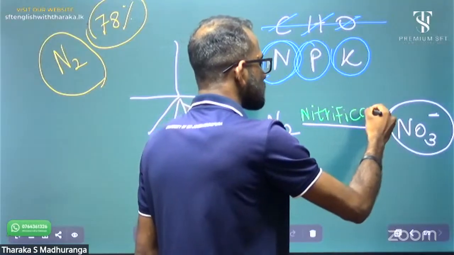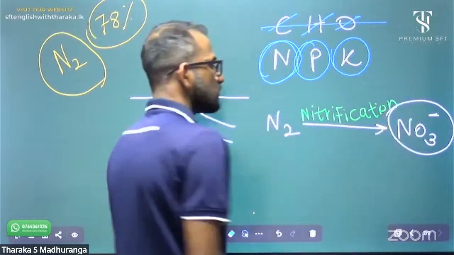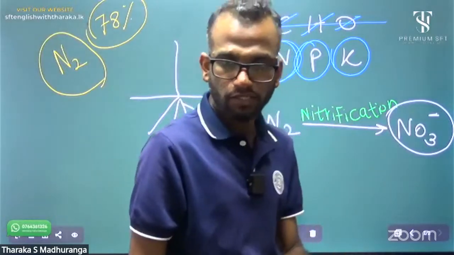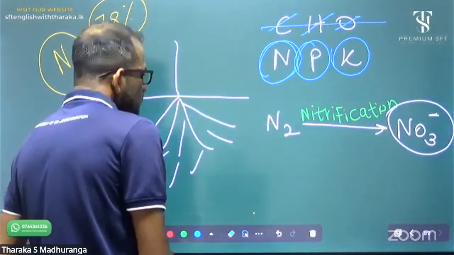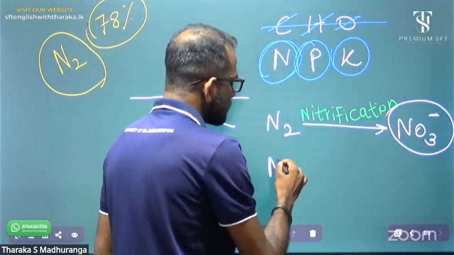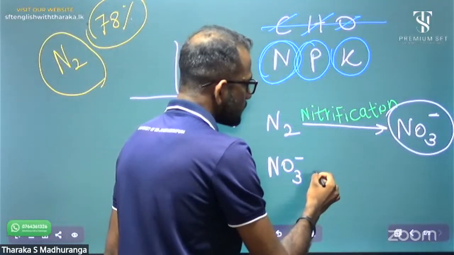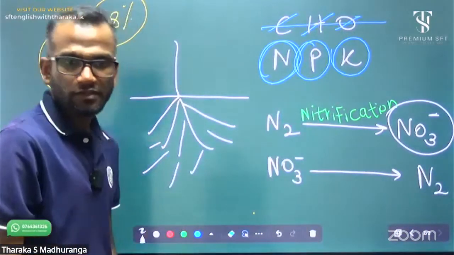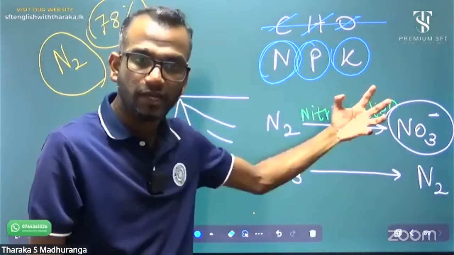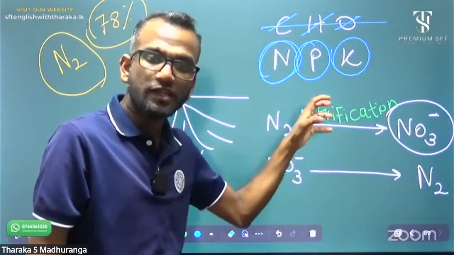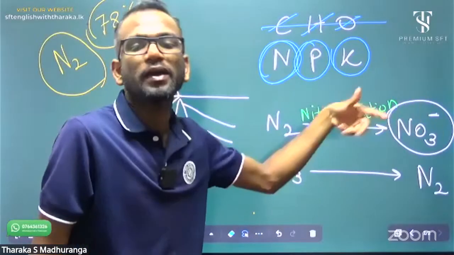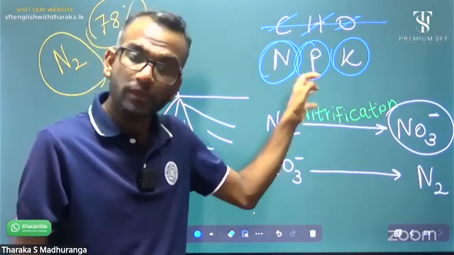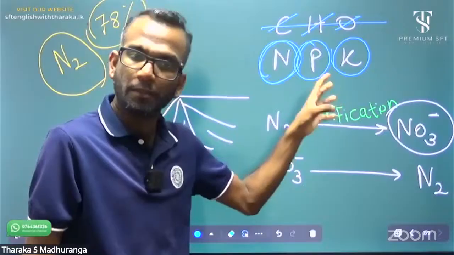Nitrification. This conversion of nitrogen gas into nitrate ions we call nitrification. There is another process: after it is converted into nitrate ion, it converts again into nitrogen gas in anaerobic conditions. This nitrification takes place in aerobic conditions, with oxygen. Nitrification happens when oxygen is present because it is done by aerobic microorganisms. I'll explain who the microorganisms are. Aerobic microorganisms, Nitrosomonas and Nitrobacter, are mainly involved.